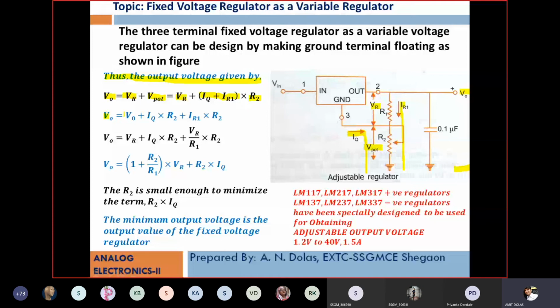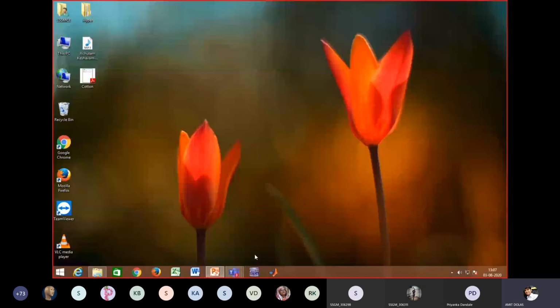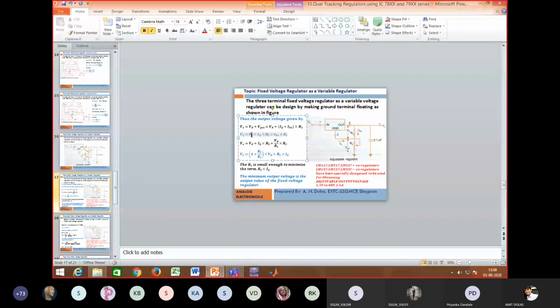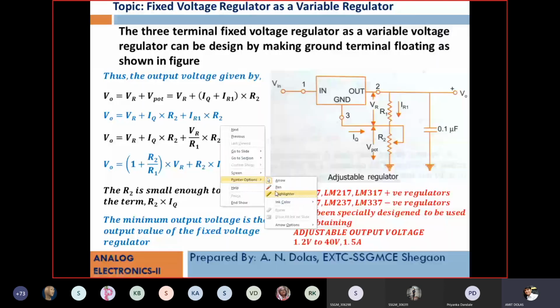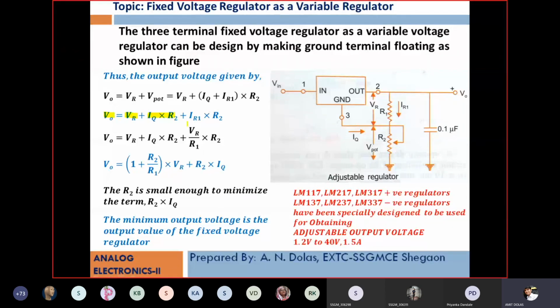Then VO will be equal to VR plus IQ into R2 plus IR1 into R2. So VO will be VR plus IQ into R2 plus IR1 into R2.